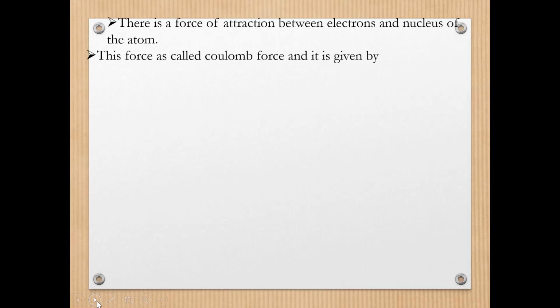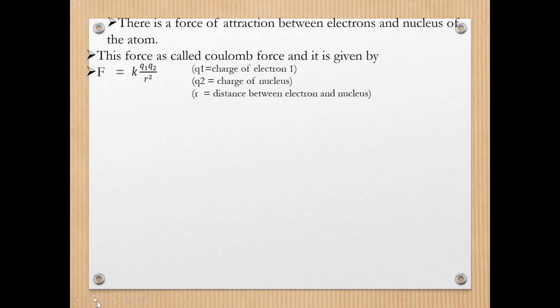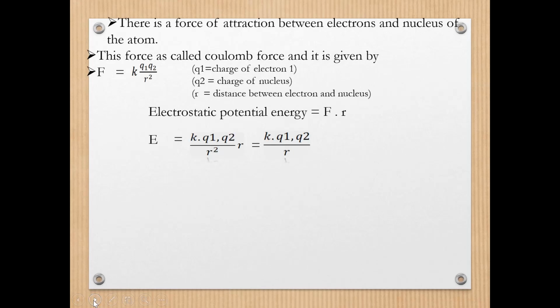It is given by F is equal to K into Q1 Q2 by R square, where the value of K is 1 by 4 pi epsilon, Q1 is the charge of the electron and Q2 is the charge of the nucleus, and R is the distance between the electron and the nucleus. And the electropotential energy is given by E is equal to F into R, and E is equal to K into Q1 Q2 by R. It is the product, sorry for this.